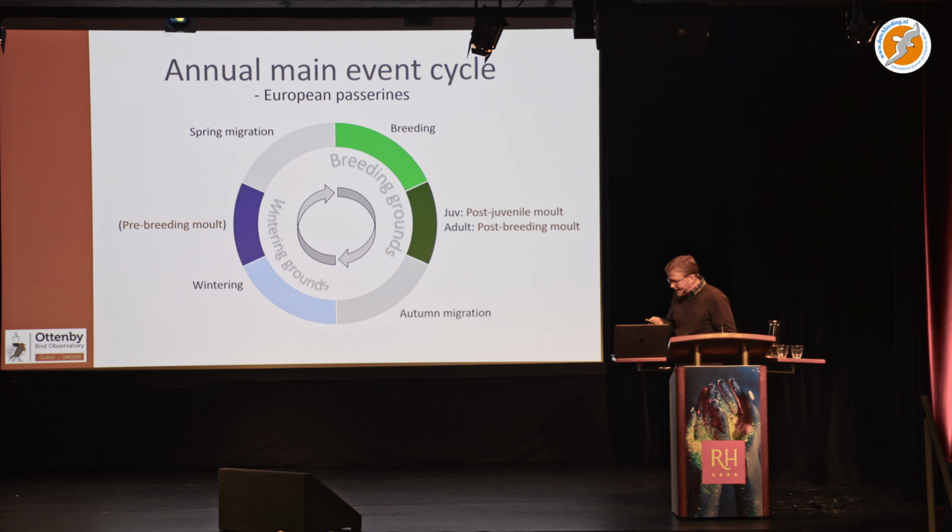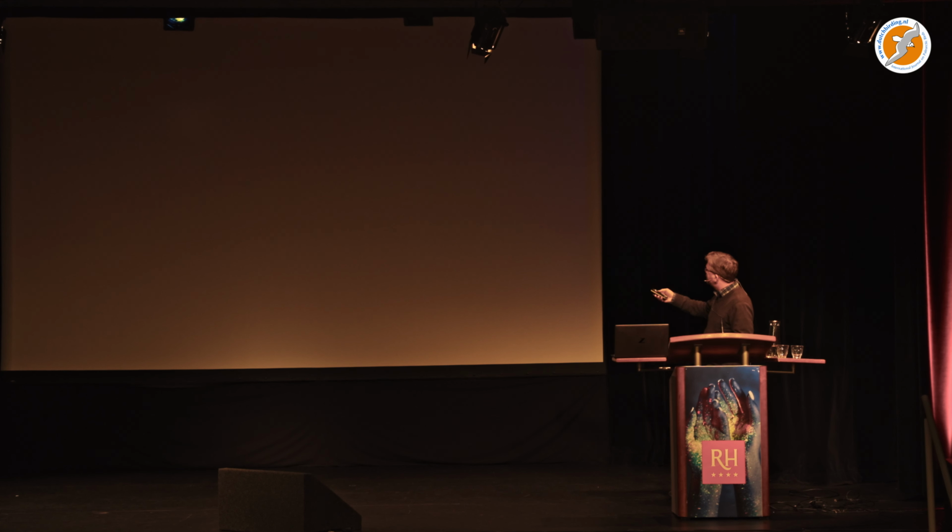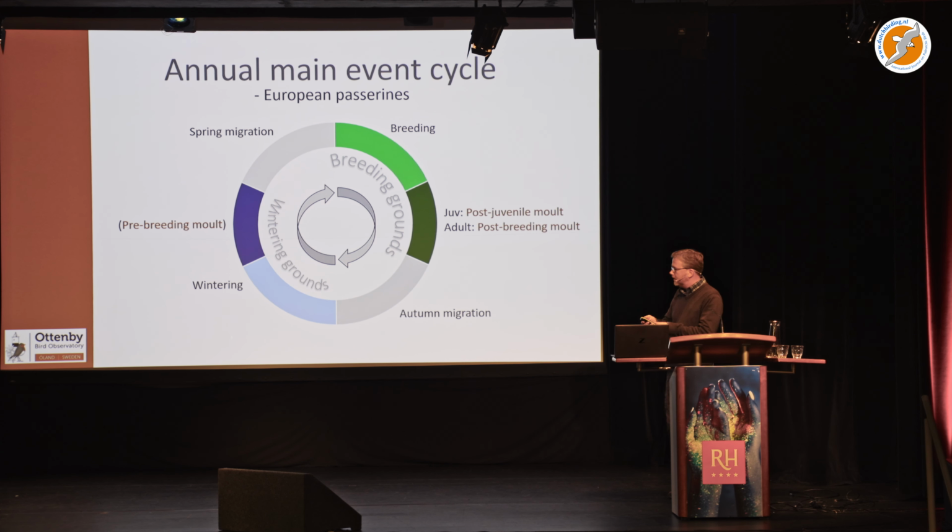This is an annual cycle of more or less any European passerines. If we start at 12 o'clock, we see that our passerines in Europe spend a couple of months on the breeding grounds. They have an autumn migration. They spend a couple of months on the wintering areas, and then they have a spring migration, and it all spins like a wheel over the bird's lifetime.